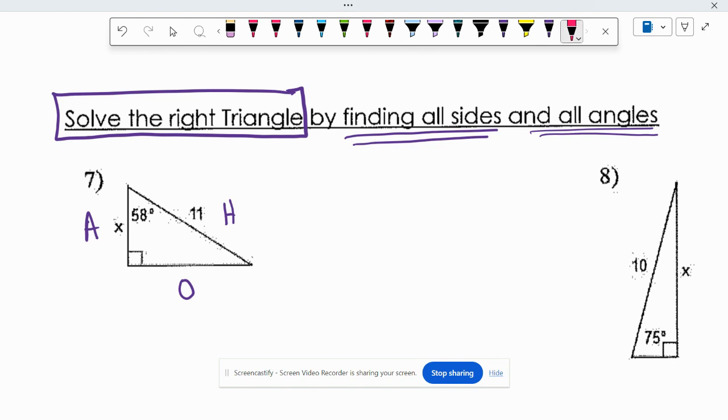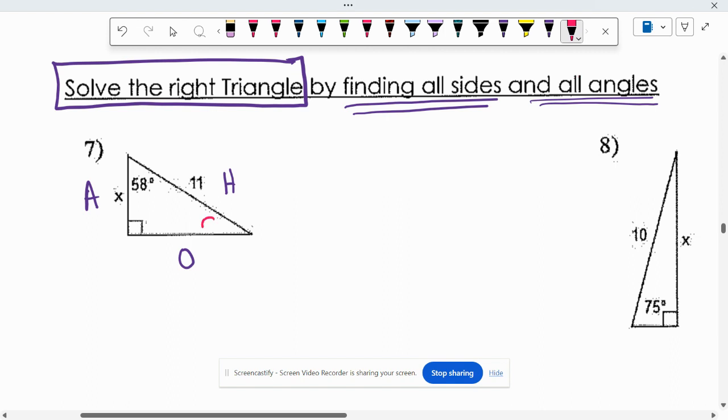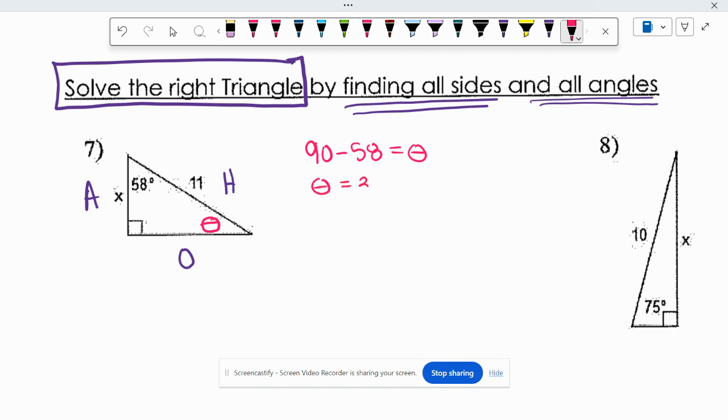Now, let's not make this hard, okay? So I'm going to call this angle right here that doesn't have anything in it theta. What do you know about angles inside of a triangle? They add up to 180. And if one of them is 90, can't we just do 90 minus 58 equals theta? So theta equals 32. All right, so we've already found our angles, right? Now we just have to find all of the sides.